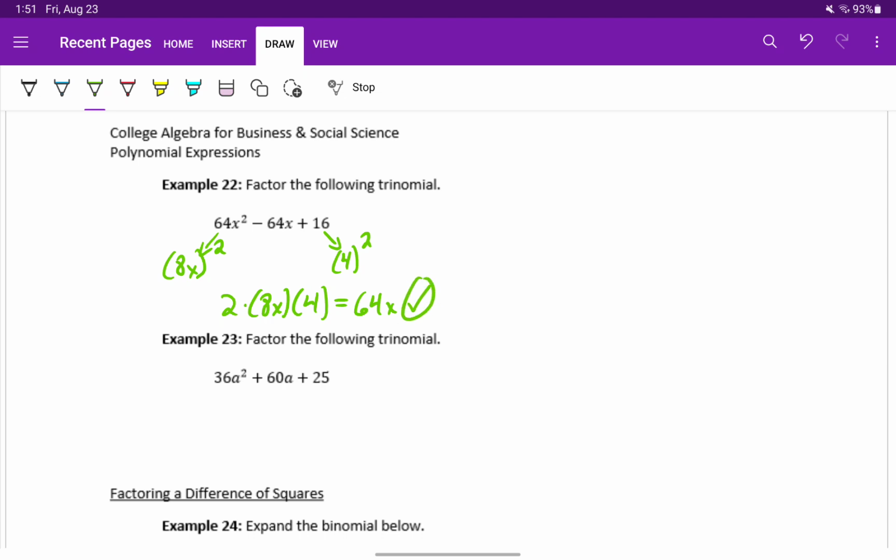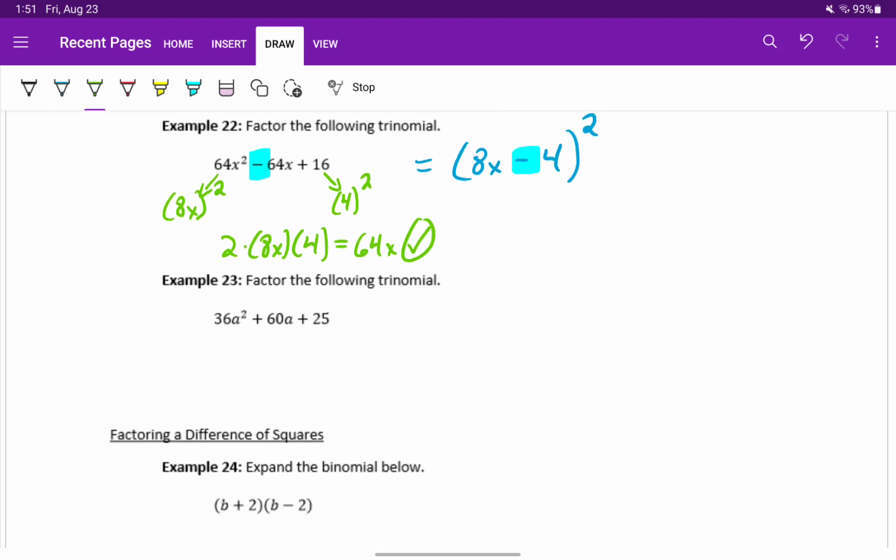So the form of this polynomial matches that pattern, meaning we can just automatically jump to factoring this as 8x minus 4, that quantity squared. And we know that it's going to be minus because we have minus 64x, that middle term is negative. So our sign here will be to subtract 4.